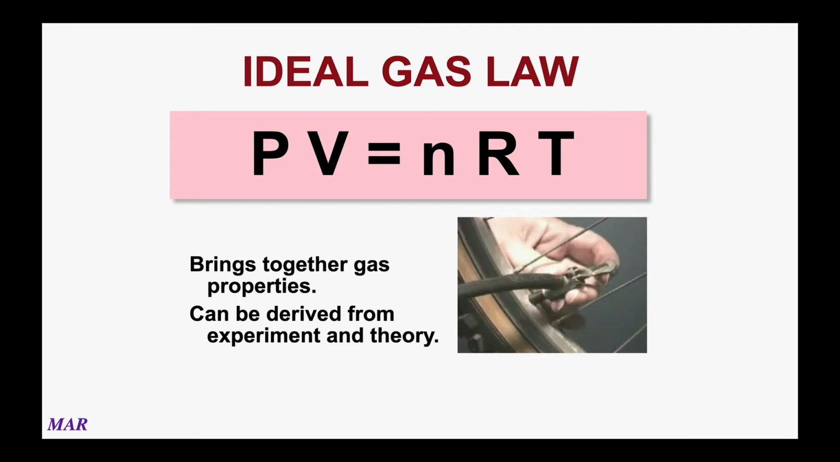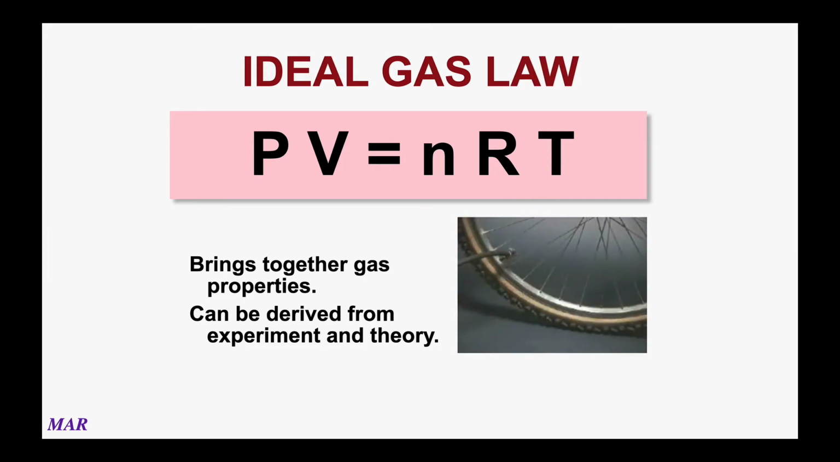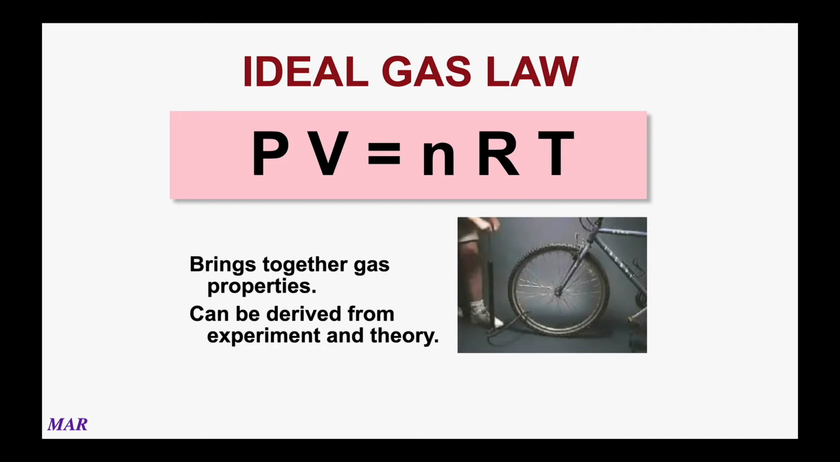A bicycle pump forces air into the confined space of the tire. As more air is added to the tire, the pressure increases. The tire's volume increases slightly, and the air becomes warmer. These observations are predictable properties of gases, and, as we explore in this chapter, they are described by the gas laws. This leads us into what's called the ideal gas law.